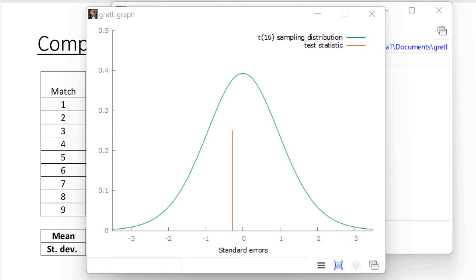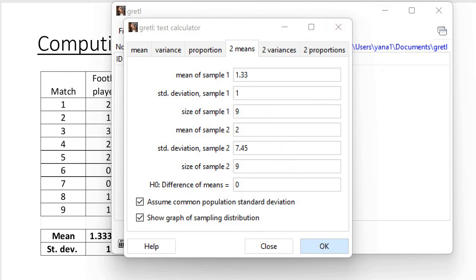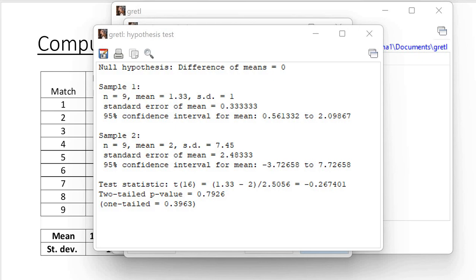First of all, Gretl will provide you with the distribution. As you can see, this is our actual t-statistic value. And just by analyzing it visually, it definitely does not go within the rejection region. We can also analyze the formal statistic, which is here. The null hypothesis states that the difference in means is equal to 0. Our test statistic is negative 0.2674, or negative 0.27 as we calculated, which is the same, we just rounded a bit. And for a two-tailed test, the p-value is close to 80%, and for a one-tailed test, it's close to 40%. So as you can see, we did everything correctly, and we indeed cannot reject the hypothesis that the two football players have the same average score.